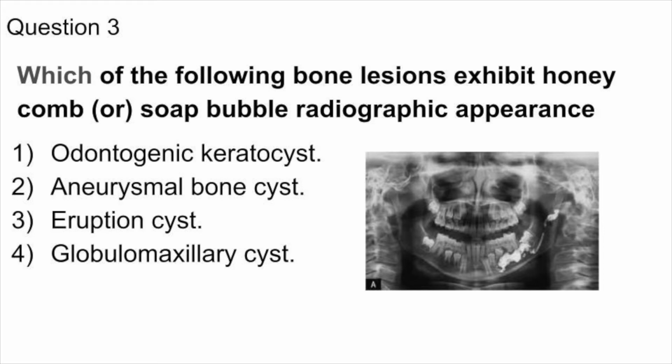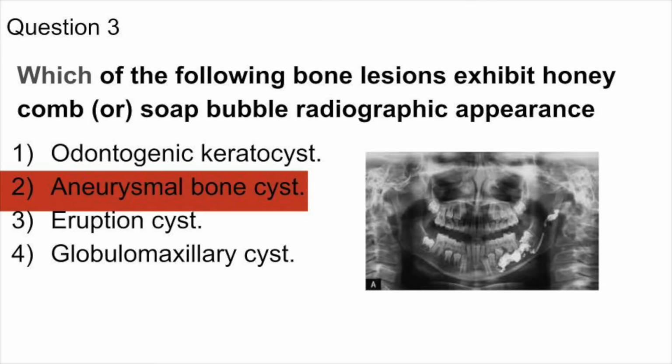Question 3. Which of the following bone lesions exhibit honeycomb or soap bubble radiographic appearance? Odontogenic keratocyst, aneurysmal bone cyst, eruption cyst, globulomaxillary cyst. The answer is aneurysmal bone cyst.